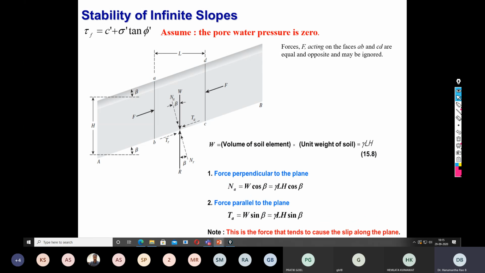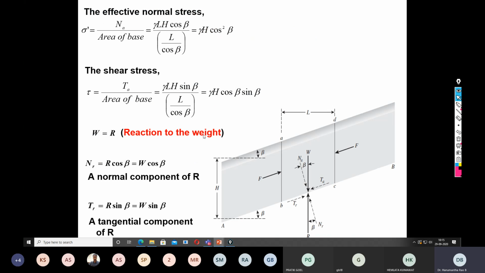Now here we are dealing with only the forces, and we convert this into stresses. Stress is equal to force divided by the area. So sigma dash is nothing but NA by area of the base. NA is gamma L H cos beta divided by the area. Here you need to multiply by 1, the length in the perpendicular direction.